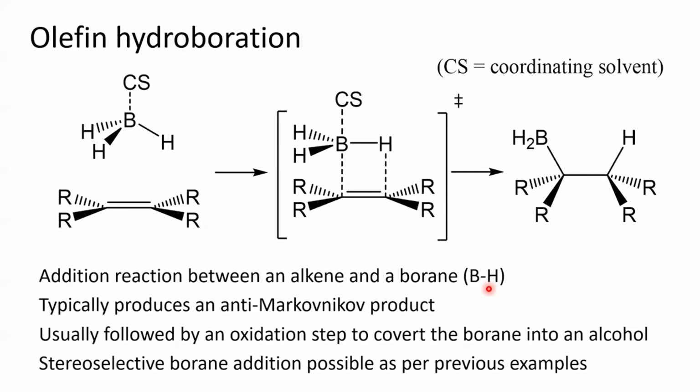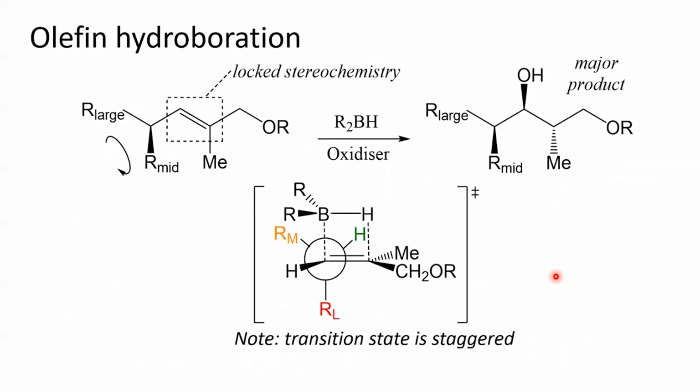Next example to look at is olefin hydroboration. This is typically an addition reaction between an alkene, shown here, and a borane, shown here. This typically produces an anti-Markovnikov product, and usually you follow this reaction up with an oxidation step to convert the borane into an alcohol. There are stereoselective borane addition reactions that are possible as per the previous examples.